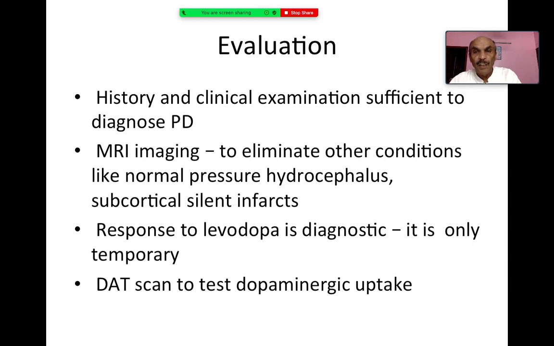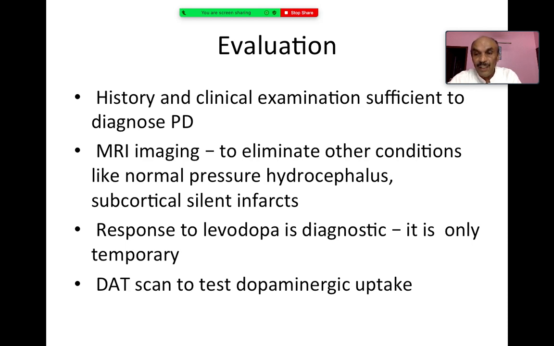Coming to the evaluation, most of the time, this is one of the clinical situations or diseases that can be diagnosed based on history and clinical examination, whereas laboratory evaluation is going to help little in this particular condition. MRI imaging is done to eliminate other conditions like normal pressure hydrocephalus, which also occurs in old age, and patients develop gait disturbance, cognitive impairment, in addition to urinary incontinence.